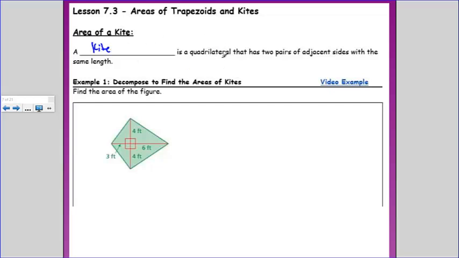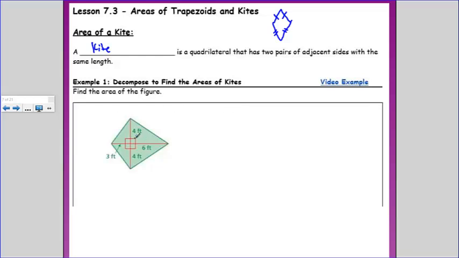is a quadrilateral that has two pairs of adjacent sides with the same length. So it kind of looks like the kite that you would fly. So the ones next to each other, the dashes mean have the same length. And these two would have the same length, but they would not all four have the same length. If it was, then it would be a rhombus, a special type of kite, but that would classify under a parallelogram. In this one, our sides are not parallel, so we can't use the parallelogram formula.